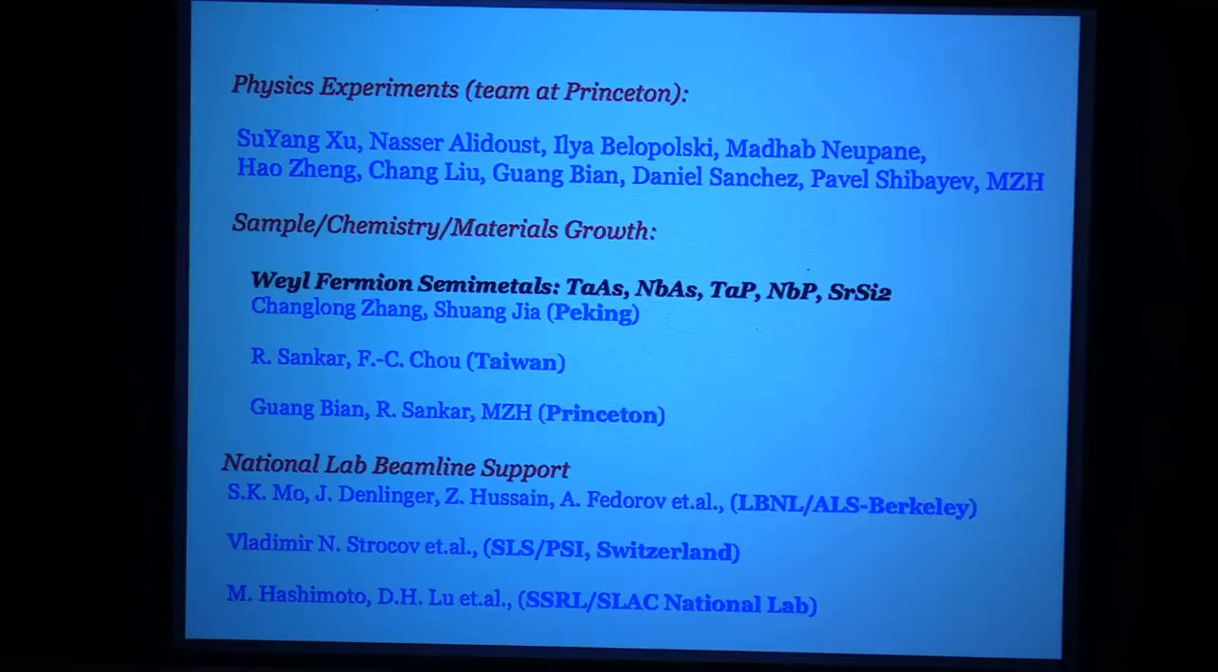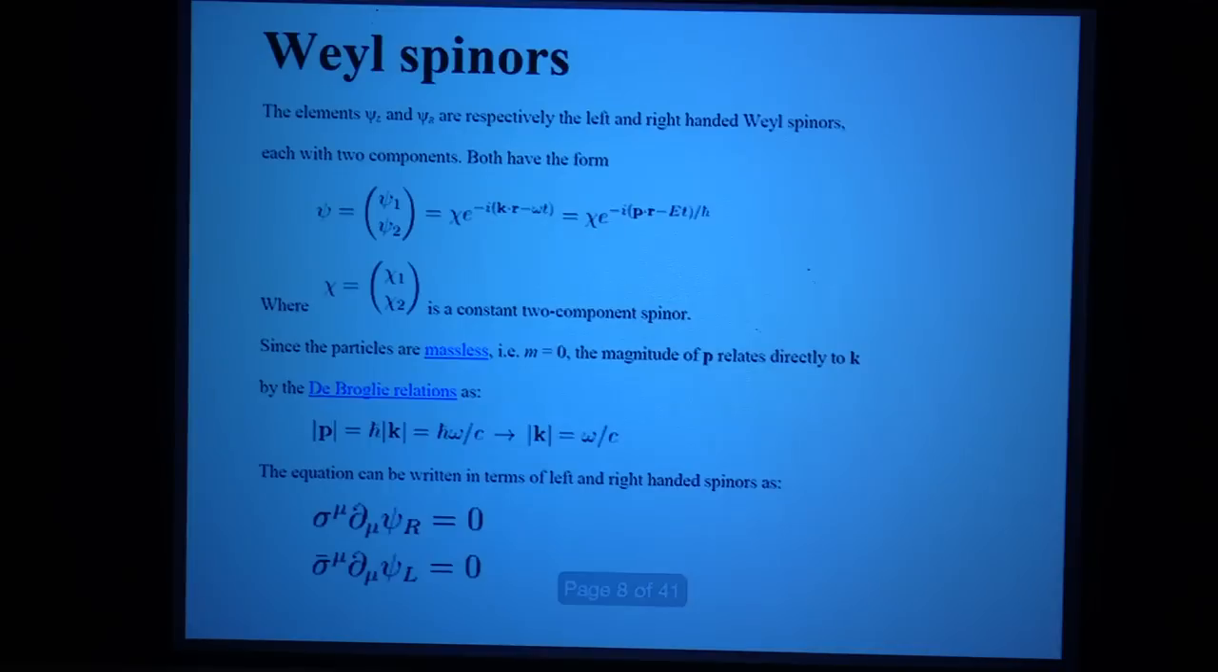Most of them are here in the audience. The materials we have been studying are these arsenides and phosphides and silicide type of materials, and we're working with two groups, one in China, one in Taiwan, in collaboration with us. We are developing these materials further. And then a large fraction of the experimental work is carried out at the Advanced Light Source at the Lawrence Berkeley Lab. Some very important results were also carried out at the Swiss Light Source in Switzerland near Zurich, and also some results were taken at SLAC.